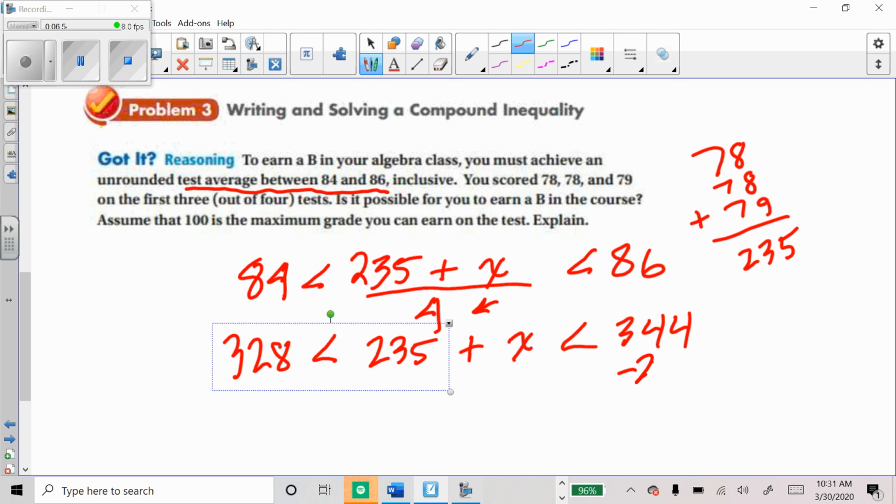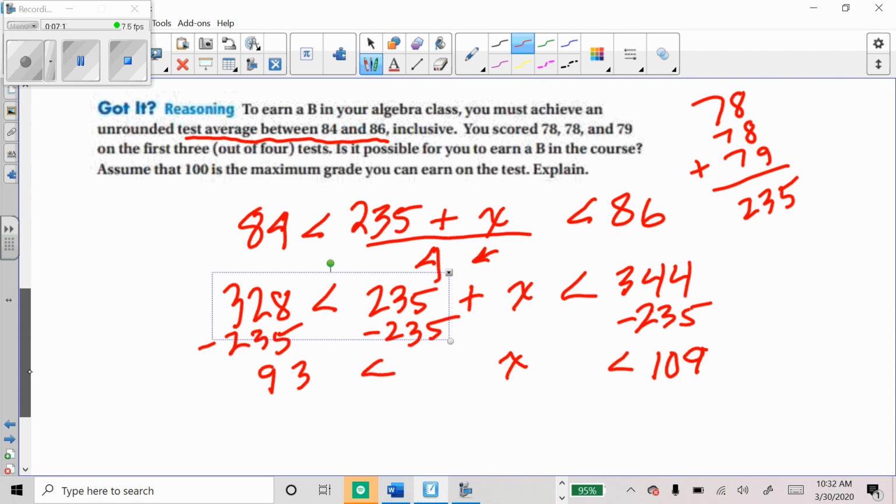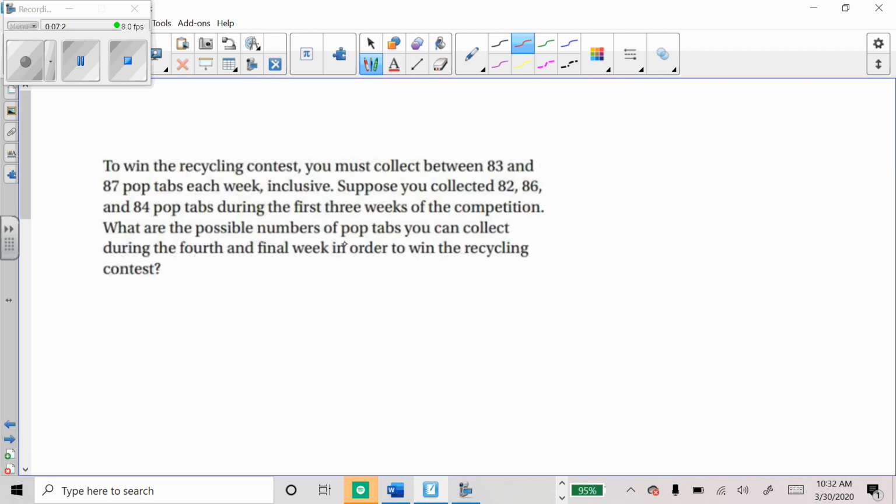Then I'll just subtract 235 from each of the parts. And after subtracting 235, I see that as long as I have a score somewhere between 93 and 109, I should be able to get a B in the class. All right, so you go ahead and try this problem, and you can check back if you pause right now.